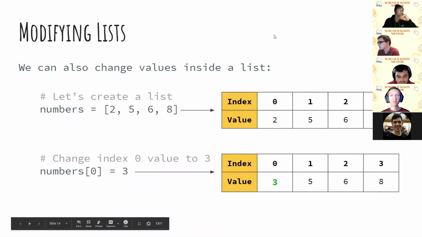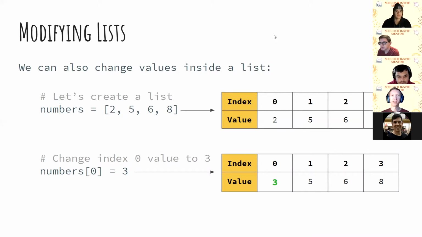Okay, so now that we have our lists, we might want to be modifying the values that we have inside of them. If we start with this list here, with the values 2, 5, 6, and 8, we can use the index to update what we have inside of it. This is going to look very similar to modifying variables. On the left-hand side, we have what we want to be updating. So here we want to be updating the value that we have at index 0, and we have the equal sign, and then the value that we want to update it with. So this is going to change what we have at index 0 to 3.